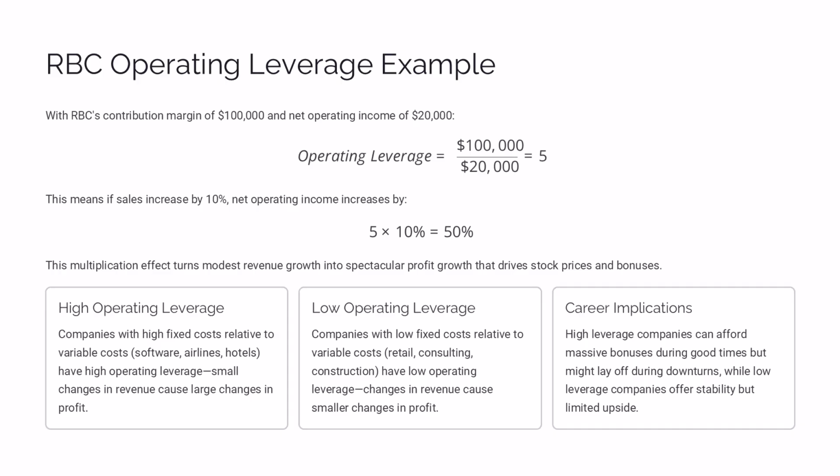Operating leverage changes with every decision that affects fixed costs or contribution margin. So adding automation increases operating leverage, higher fixed costs, lower variable costs, while outsourcing decreases it, lower fixed costs, higher variable costs, and managers must consciously choose their leverage level.